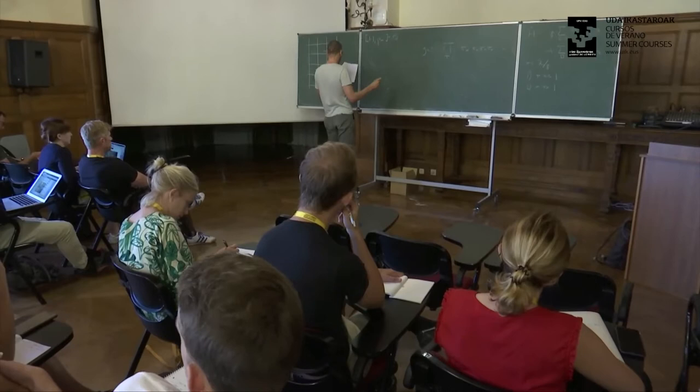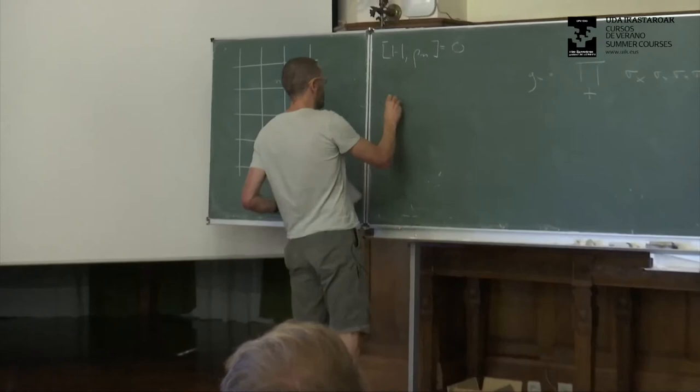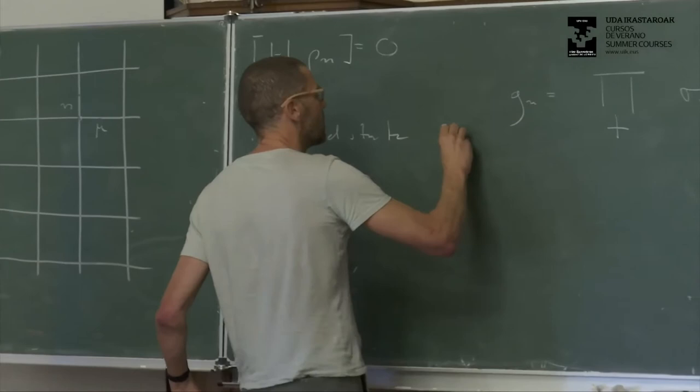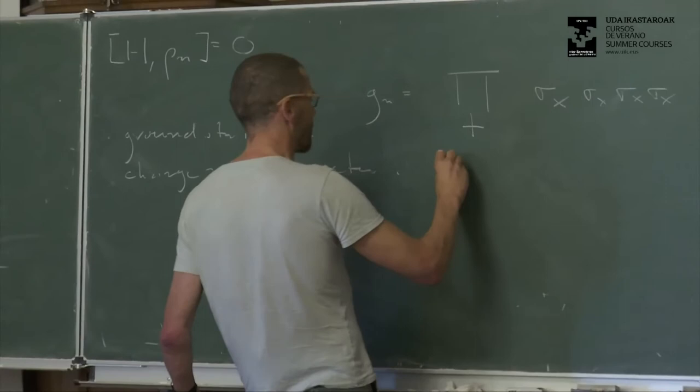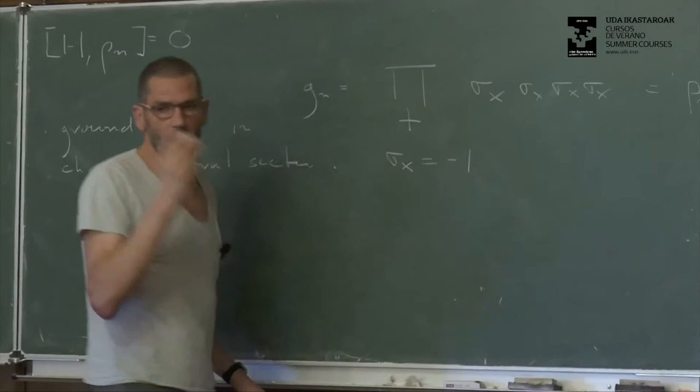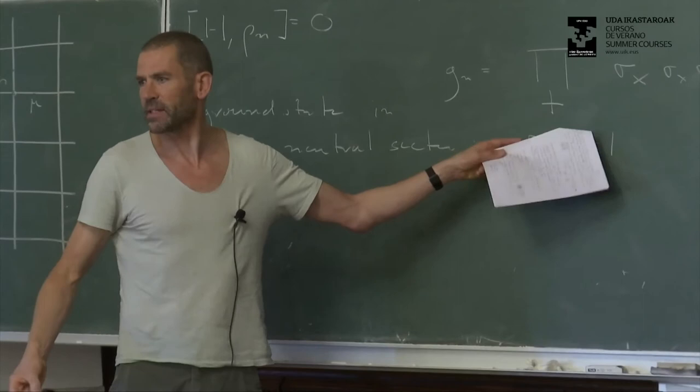So the ground state in the charge neutral sector is that. The notation is somewhat sloppy, but you know what I mean. You go into a sigma x representation on each link, and that will be that. It's a bit boring.